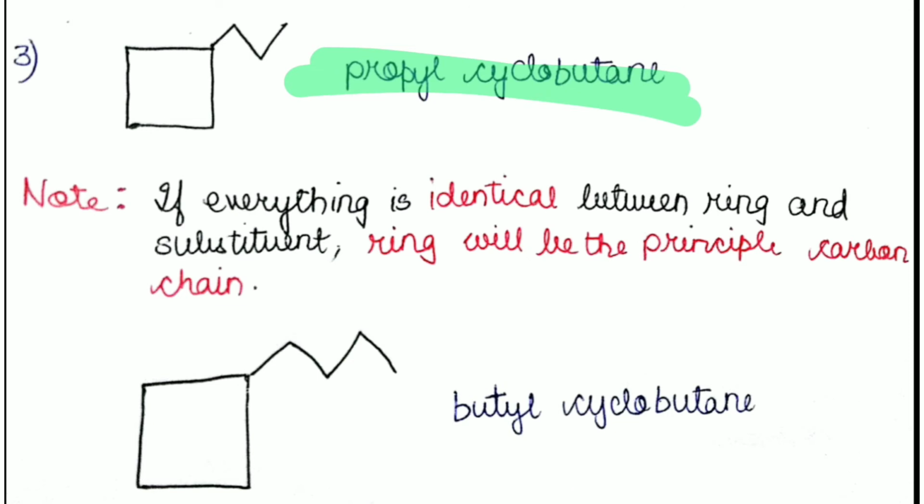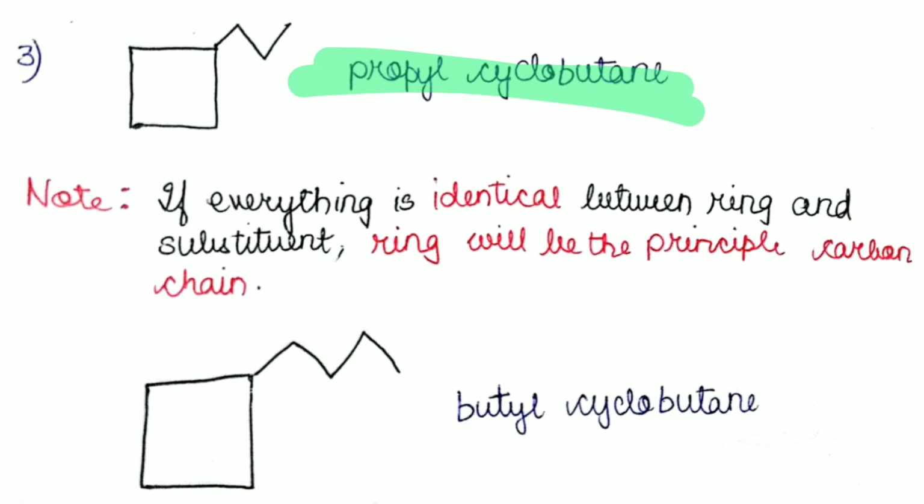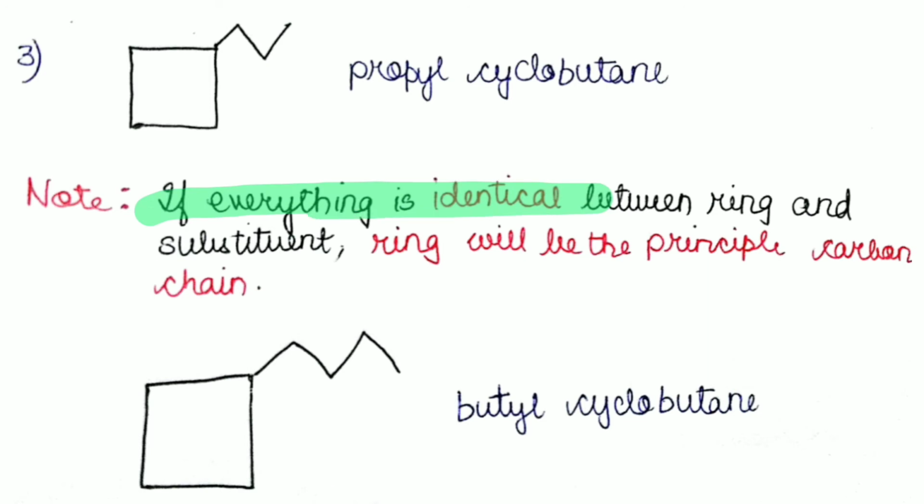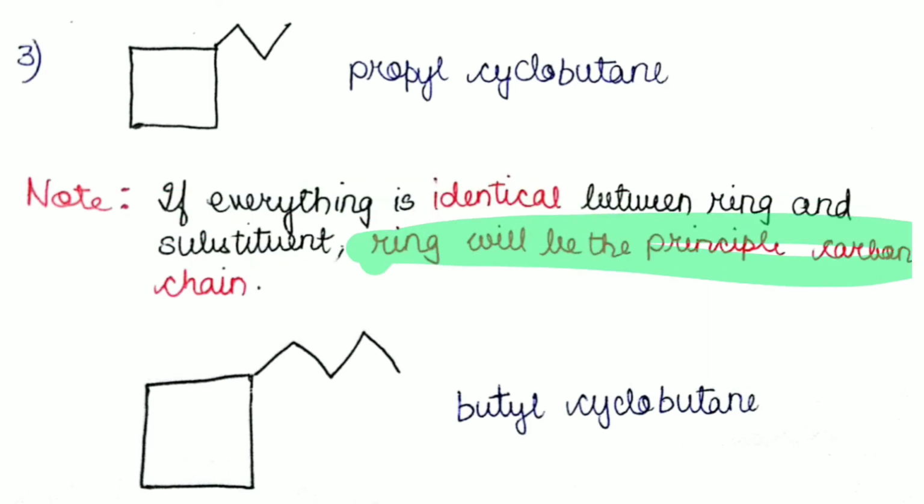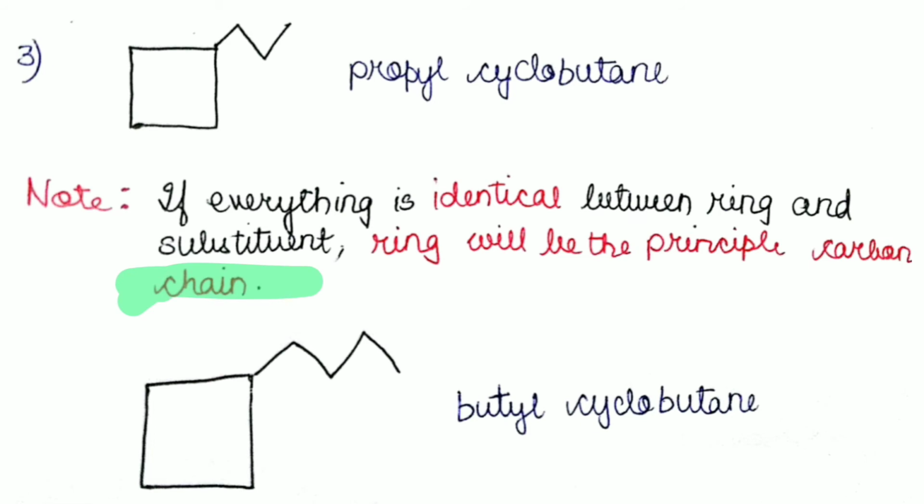Propyl cyclobutane. Now what if we have a case in which the side chain also has 4 carbon atoms and the ring part also has 4 carbon atoms? Then what will we do, guys? Now you have to remember in such a case that if everything is identical between the ring and the substituent, the ring will be the principal carbon chain. If both have the same number of carbon atoms, everything is identical between the ring and the substituent, then the ring is given higher priority. That will be our principal carbon chain.